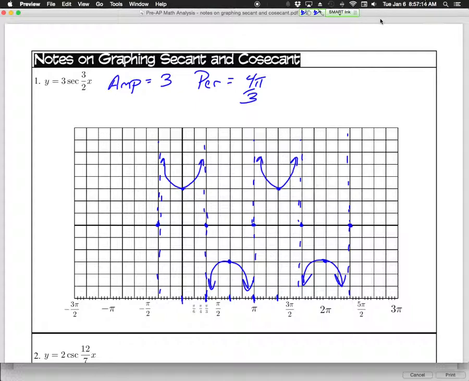That's the only difference between graphing sine, cosine, and secant and cosecant. The dots are exactly the same. And once I have my dots, my middle dots turn into asymptotes. The dots above give me curves going up. The dots below give me curves going down. That's all there is to graphing secant and cosecant. Let's try another one.